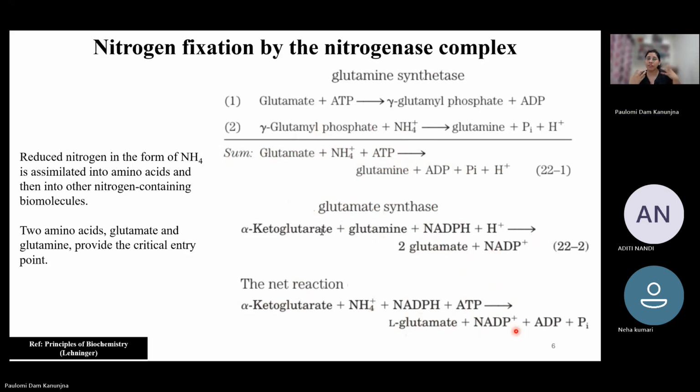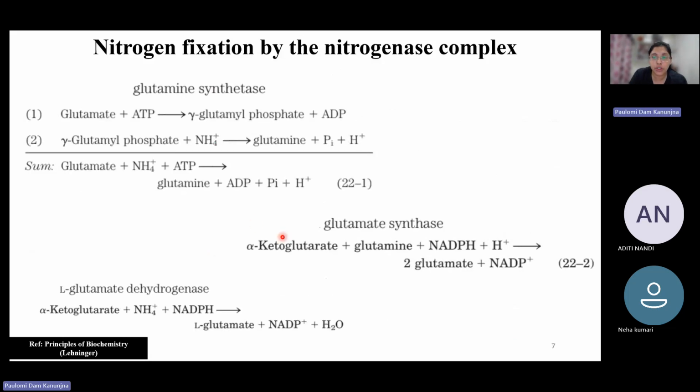So what it means is that the ammonium, which comes from the reduction of nitrogen, is incorporated by being brought into the cycle by this glutamate. From this glutamate, you have the L-glutamate, which further carries this nitrogen into other biomolecules.